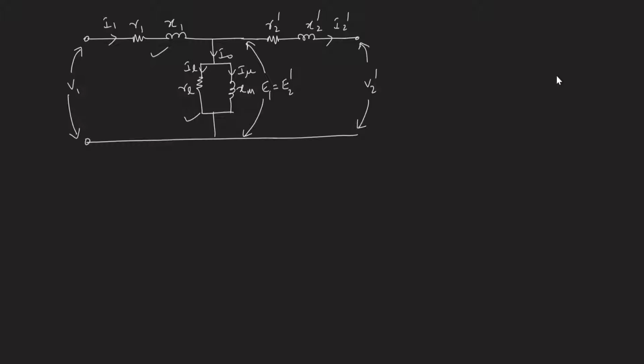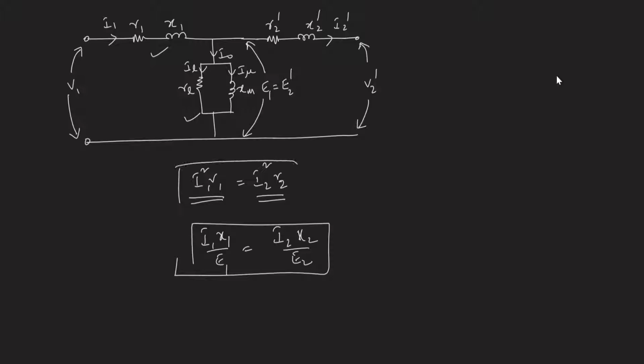So in transferring the resistances, the I square R on the primary side should be equal to the secondary side equivalent currents. The power losses should be the same. In transferring the reactances, the voltage drops I1 X1 by E1 should be equal to I2 X2 by E2. So based on this logic, we can similarly transfer the primary side onto the secondary side.